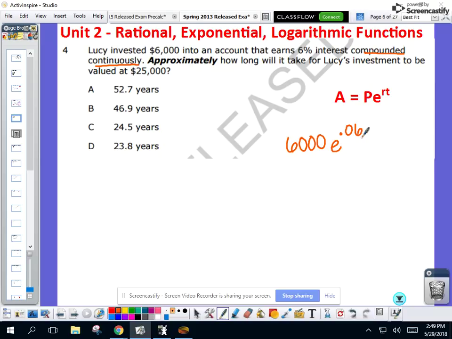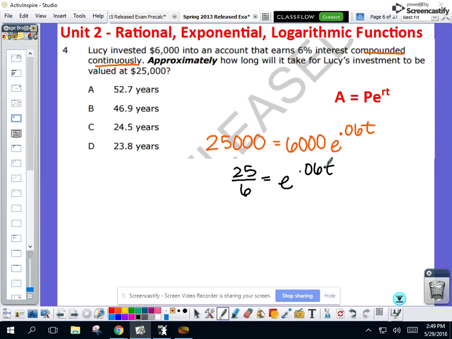The 25,000, the remaining value that we have, will go over on the left side of this equation, A, our amount that we end up with. And we want to figure out how much time it will take to do this. How you solve this equation now is divide both sides by that number 6,000. When we simplify that, we get 25 over 6 is equal to e to the 0.06 times t.